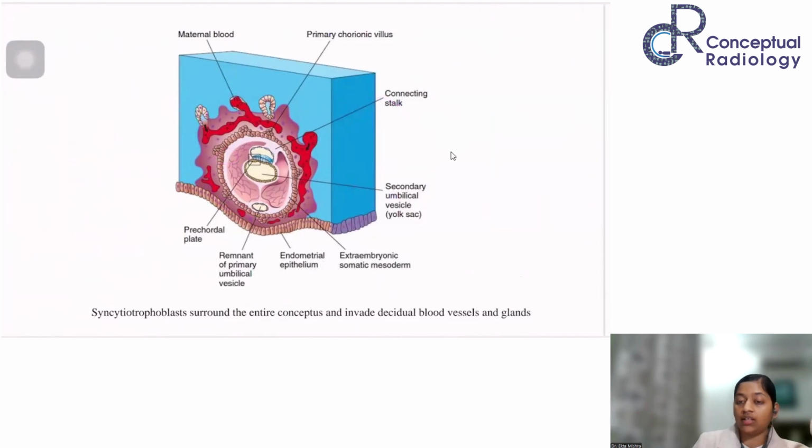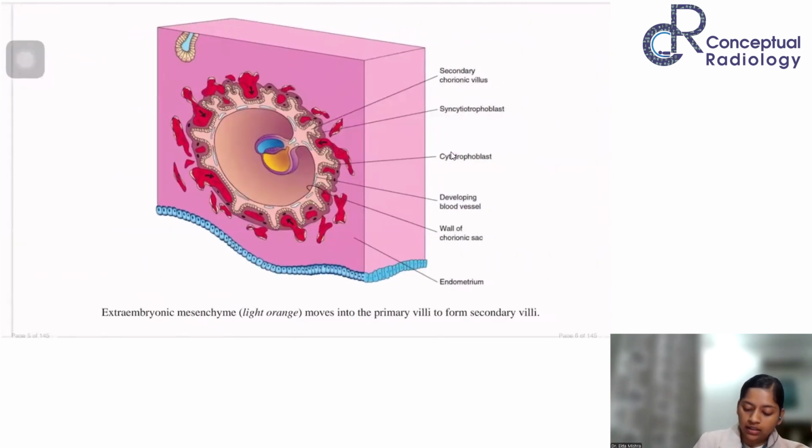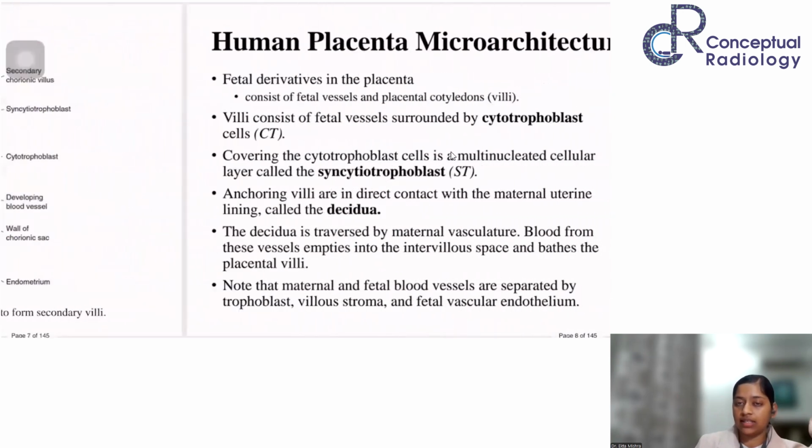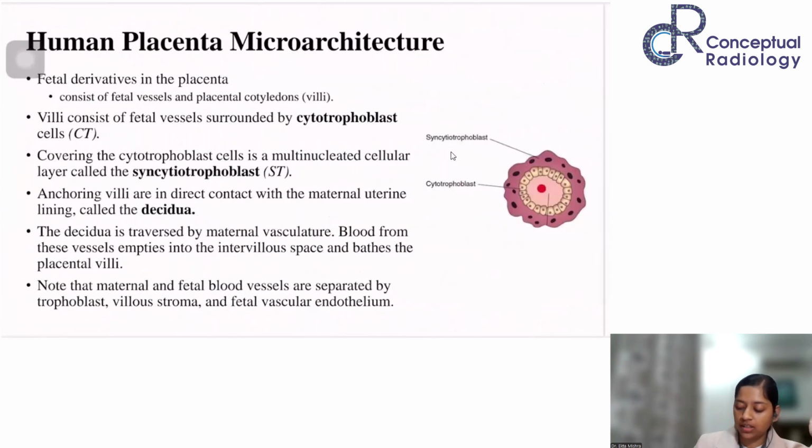So this will go on to cover the entire conceptus and will invade. These are the blood vessels. So it will invade the adjacent blood vessels and glands, creating the lacunae, the beginning of lacunae, and then the extra embryonic mesenchyme will penetrate the villi and form secondary villi. Eventually, fetal vessels develop and tertiary villi is formed. So this is a cross-sectional image of the villus. So the fetal derivatives in placenta consist of fetal vessels and the placental cotyledons.